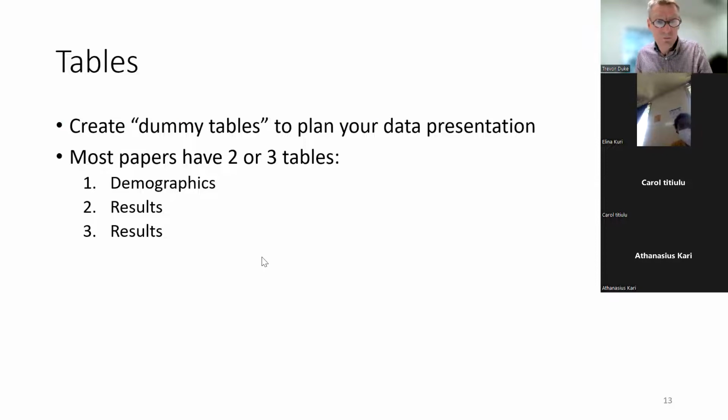I talked about before creating dummy tables, and I'll maybe show a couple of examples of these. Most papers that you read have 2 or 3 tables, usually one with the demographics of the population that's being studied, and 1 or 2 with the results, just the key results. And I wanted to show you some dummy tables from a study that Dr. Michael Landy, the pediatrician, did of severe malnutrition at Port Moresby General Hospital.